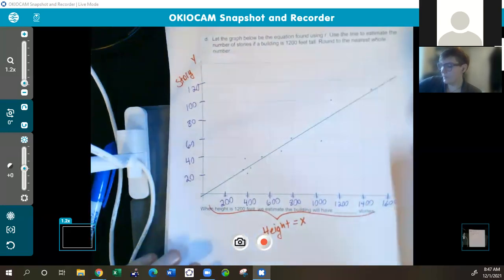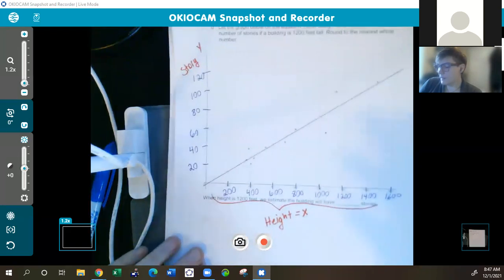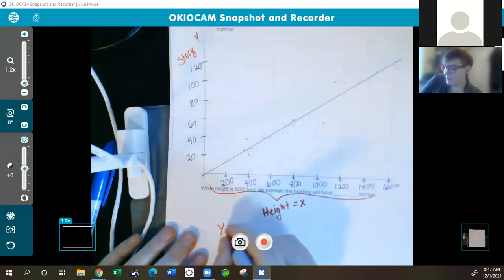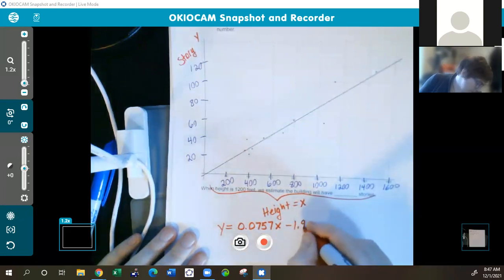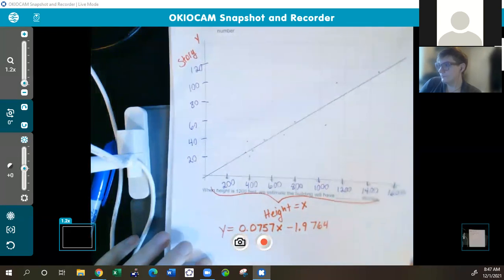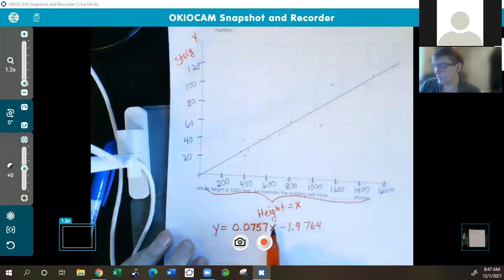Now, an equation we came up with in order to figure out how we can estimate the height of a building, or figure out the stories a building has if we know the height, is 0.0757x minus 1.9764. So, what this equation means is if you want to figure out how many stories a building has, you're going to take the height, multiply it by this number, and then subtract 1.9764.